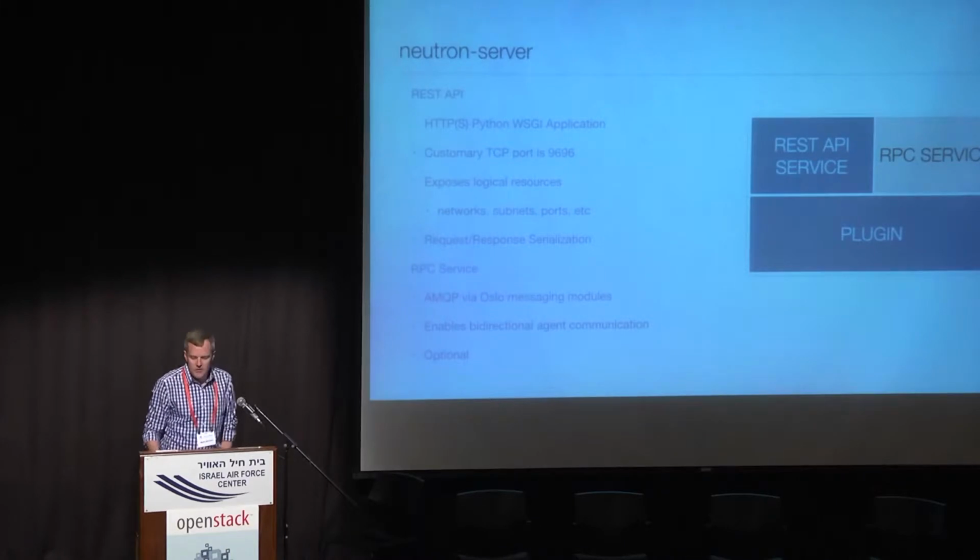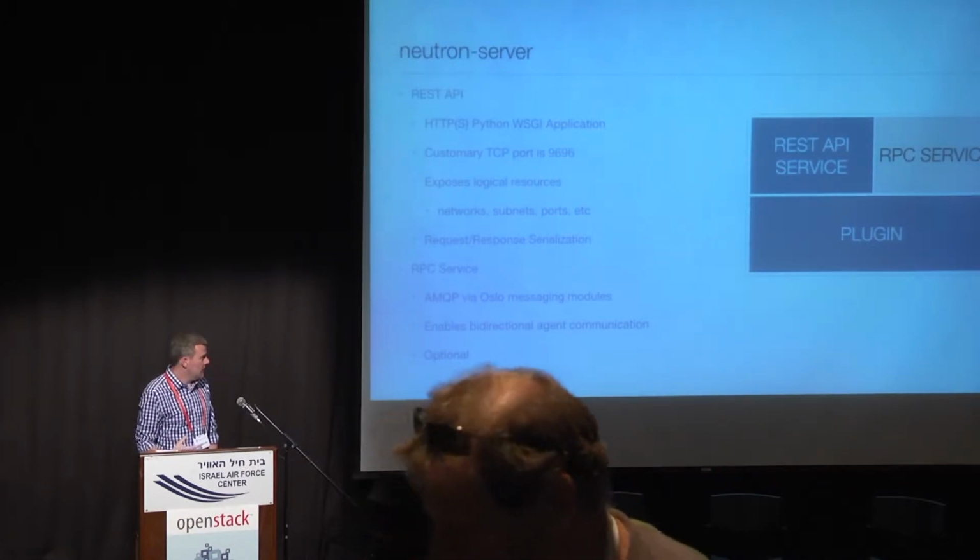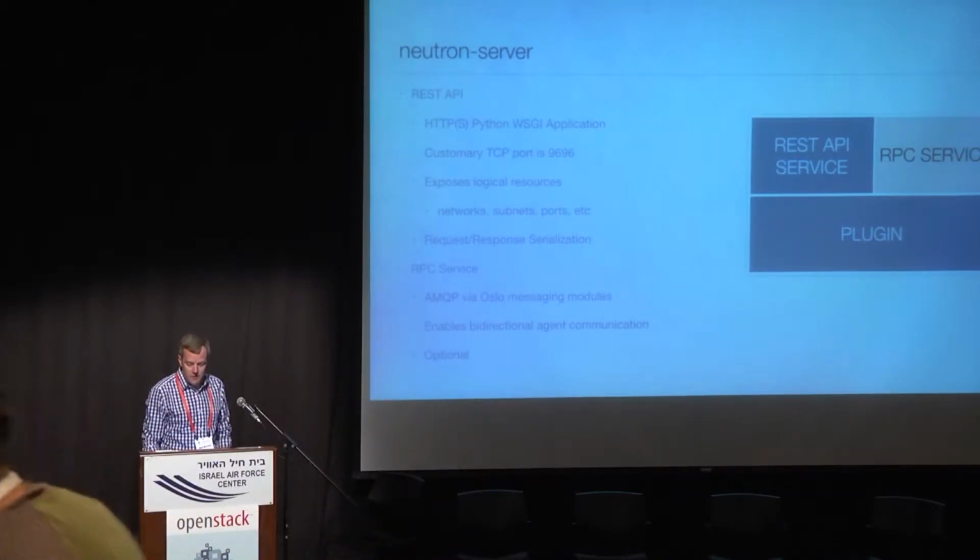Optionally, you'll have the RPC service, which is used by many of our deployments. The RPC service enables the L2 agents to talk to the main upstream Neutron server. The L2 agents in Neutron are optional. Some of the solutions do not use L2 agents, but when they do, communication via AMQP, like I said, enables bidirectional communication, and it's optional.